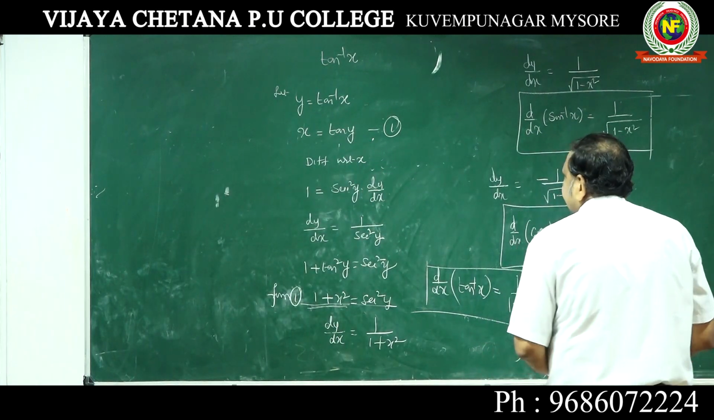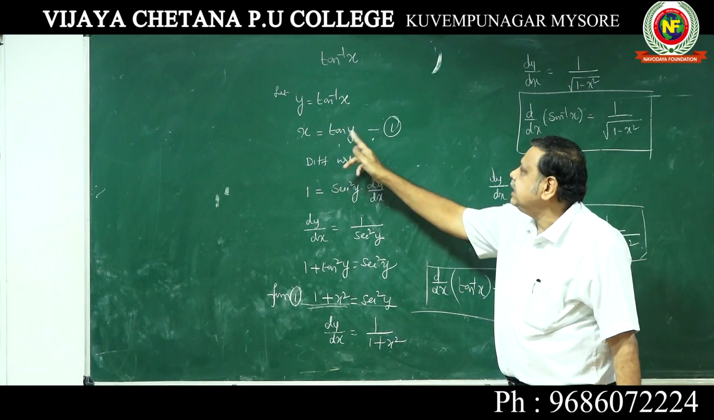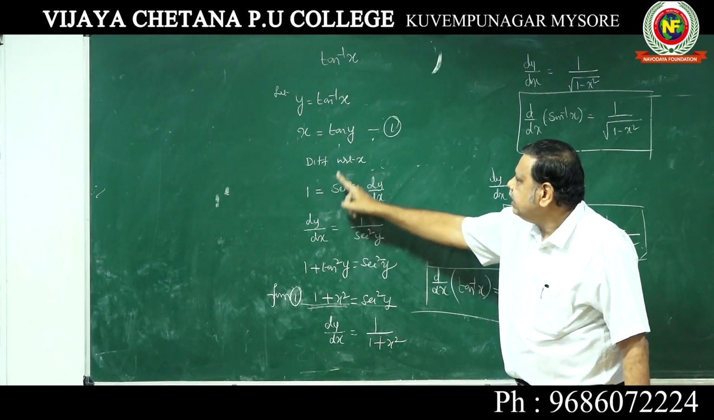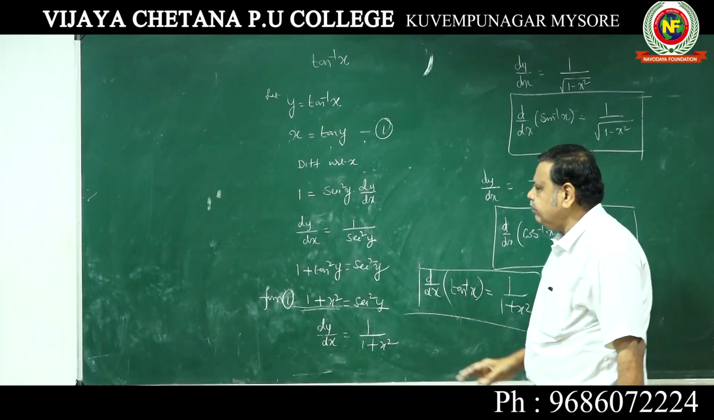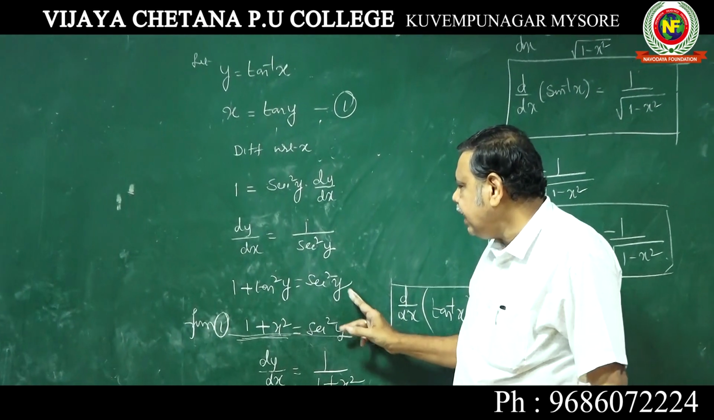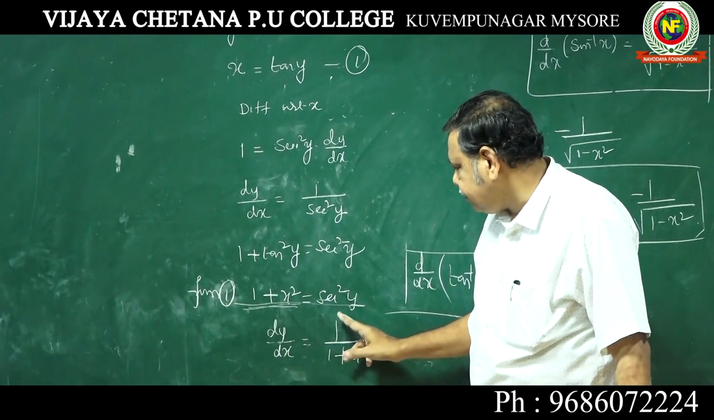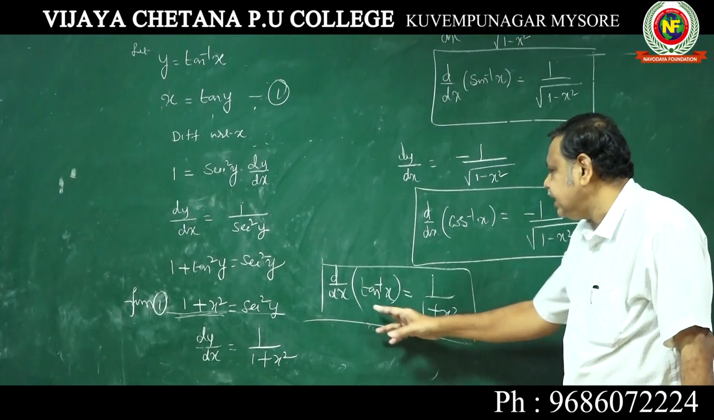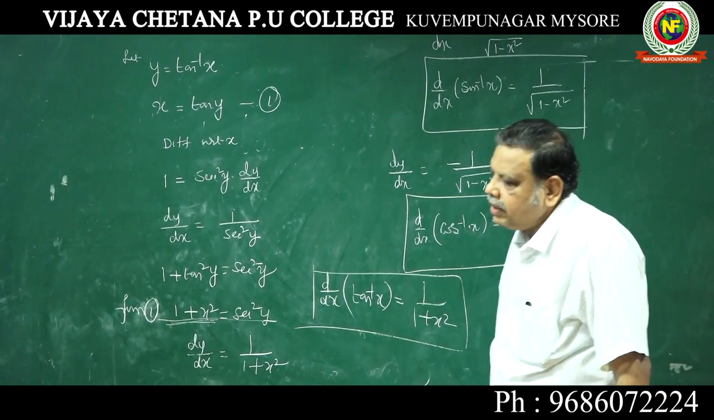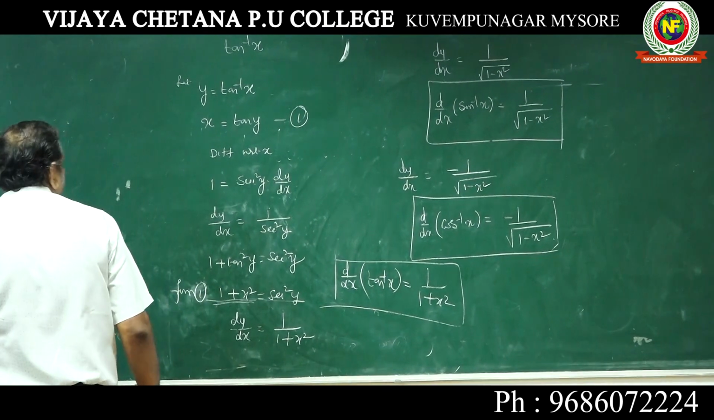Very, very important thing. I will explain again. Y is equal to tan inverse x, x equal to tan y. Differentiate: 1 is secant square y dy by dx, so dy by dx is 1 by secant square y. But 1 plus tan square y is secant square y, and tan square y is x square from 1. So it is 1 over 1 plus x square. Again, d by dx of tan inverse x is 1 over 1 plus x square. Very important thing.